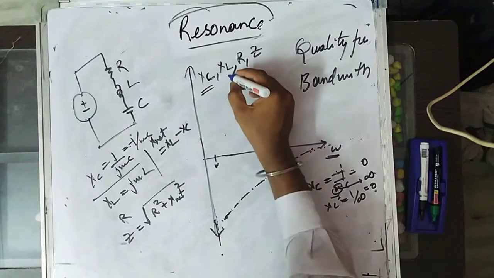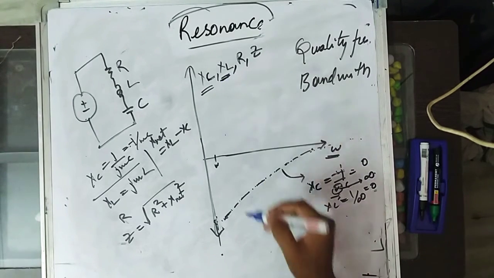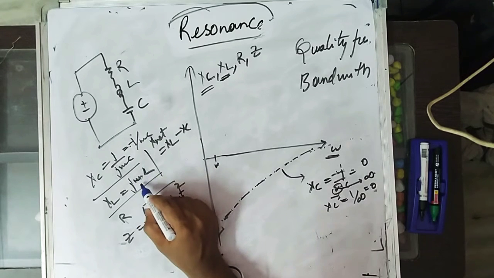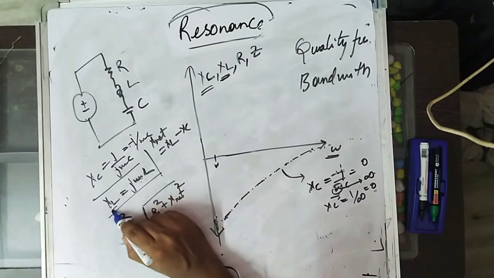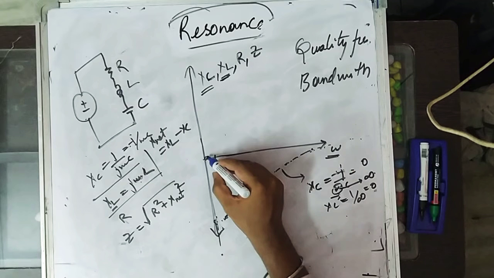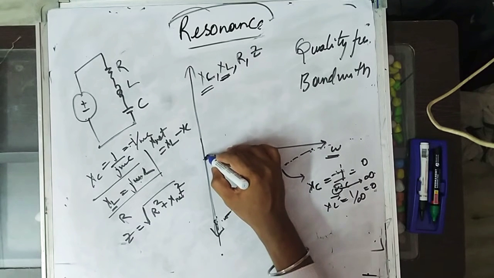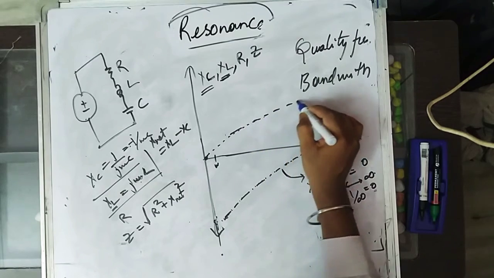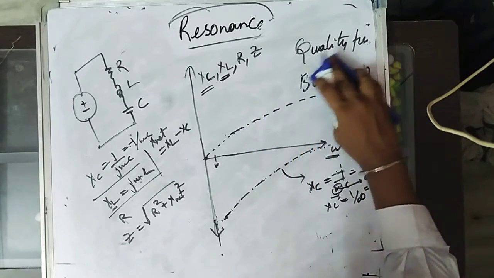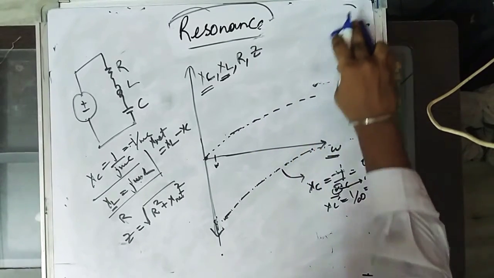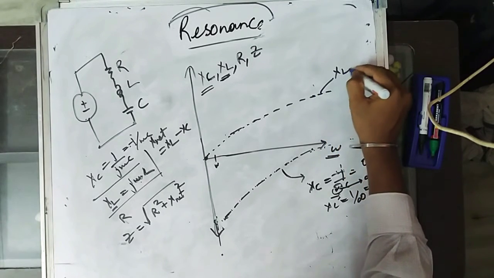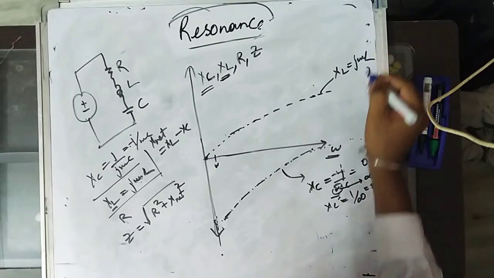Now I want to take the XL characteristics. According to the formula, this is j omega L. So if omega equal to 0, then XL will become 0. So from 0, as omega is increased, the characteristic will be observed like this. This is XL, j omega L.